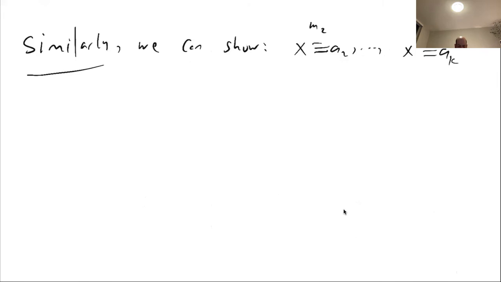Now let's look at an example. Okay, by the way, for uniqueness, so proof of uniqueness.